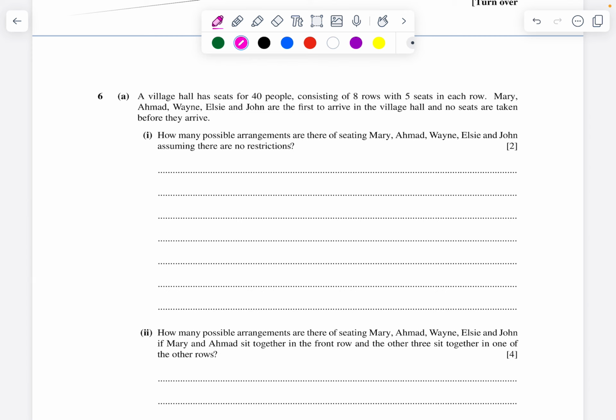Coming to question number 6, a village hall has seats for 40 people consisting of 8 rows and 5 seats in each row. So we have to arrange them in a proper order. Mary, Ahmed, Wayne, Elsie, and John are the first to arrive in the village hall, and no seats are taken as they arrive. So, how many possible arrangements are there for these 5 people, assuming there are no restrictions?